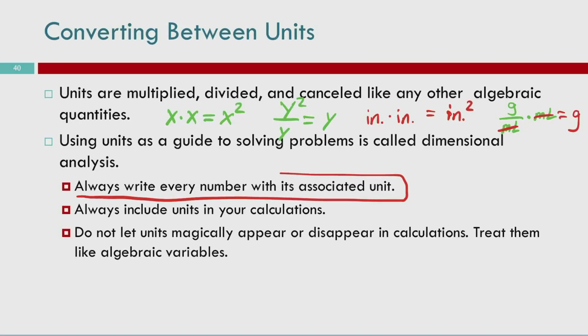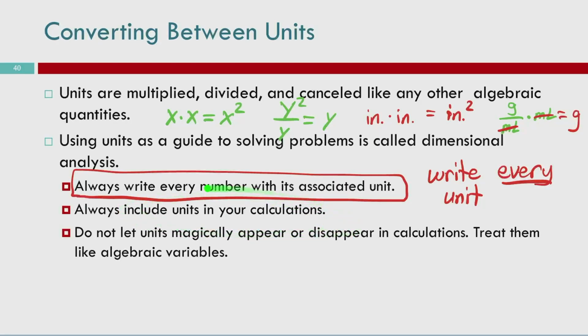We always want to write every number with its unit. Literally every unit. If there's a unit, we want to make sure that we're writing it down so that we don't forget it. Especially when we get to 3- and 4-step problems, if you leave off a unit or 2 units, then that can screw up the numbers that you get out. It can screw up the units that you get out. You might get the wrong answer, or you might have set up your solution map incorrectly. We always want to include units in our calculations. That's part of writing every unit.